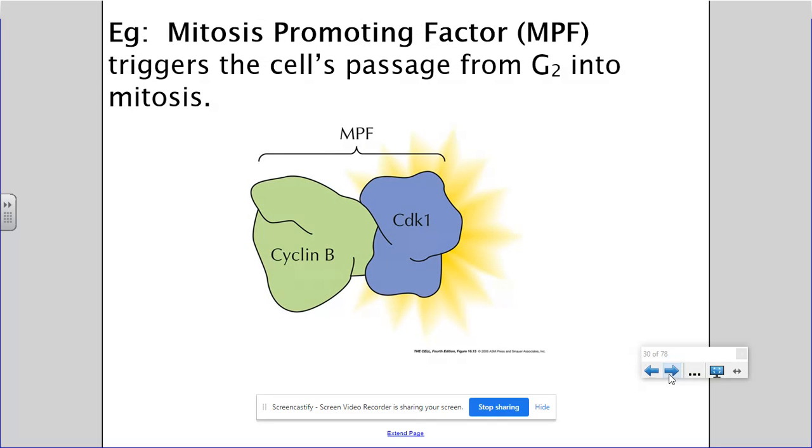Okay, so an example of a CDK is MPF. You can actually find that it stands for different things, but let's just go with mitosis promoting factor because it's going to promote mitosis.